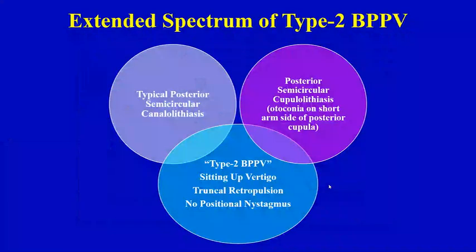So the extended spectrum of the type 2 BPPV, the typical posterior semicircular canalolithiasis, is shown here. Many cases are associated with, or get converted into it by, residual dizziness because of the short arm posterior semicircular canalolithiasis. The two may be present together. Many cases of the short arm posterior semicircular canalolithiasis may get converted into the posterior semicircular cupulolithiasis or may coexist with it, as shown by Scocco in 2022, and sometimes the type 2 BPPV, that is the short arm posterior semicircular canalolithiasis, may get converted to posterior semicircular cupulolithiasis.